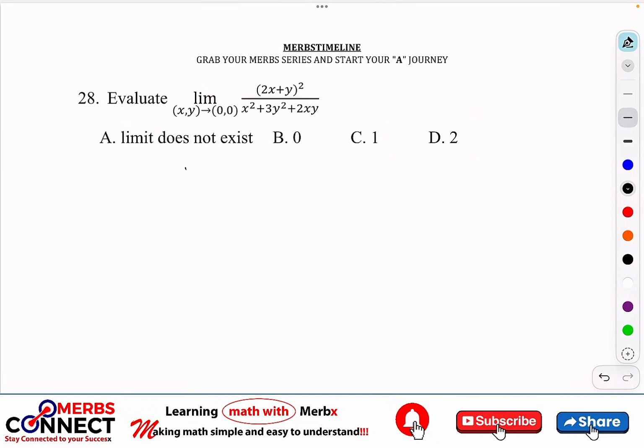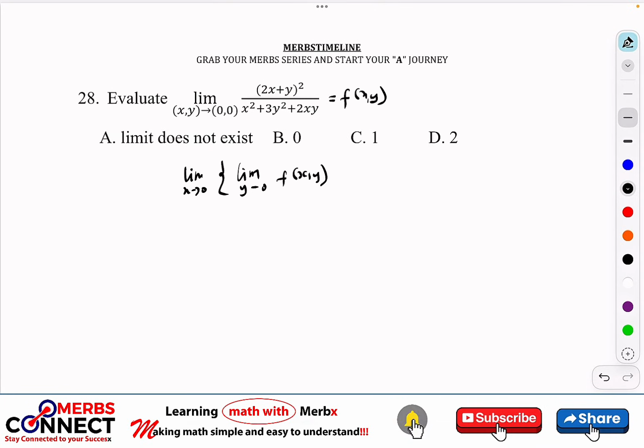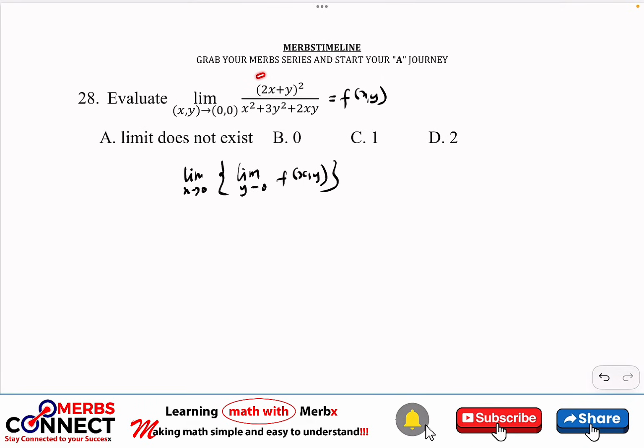Right. Let's go through this. So this, we can use iterated limit to find out if this is going to work. So what I'm going to do is pick the limit as x is approaching 0, then the limit as y is approaching 0 of the function. So let me assume that this is f of xy. So first I plug in 0 inside the y. So let's do that. What is going to happen?